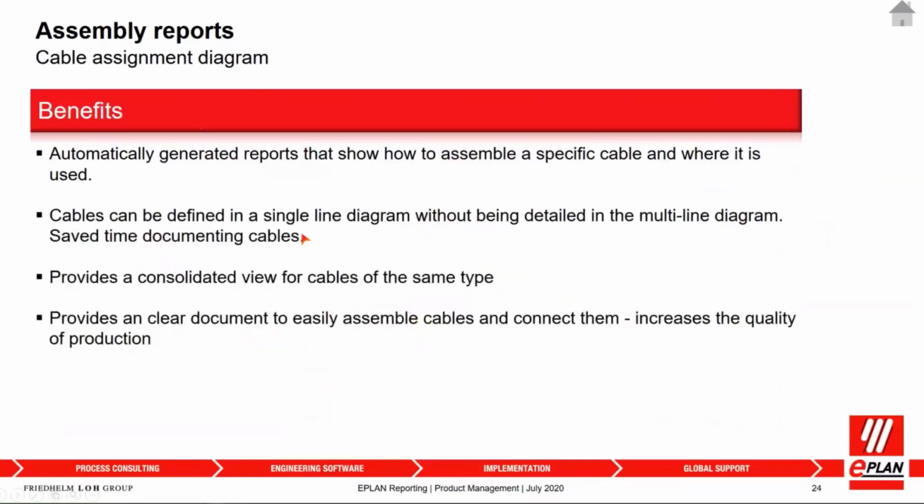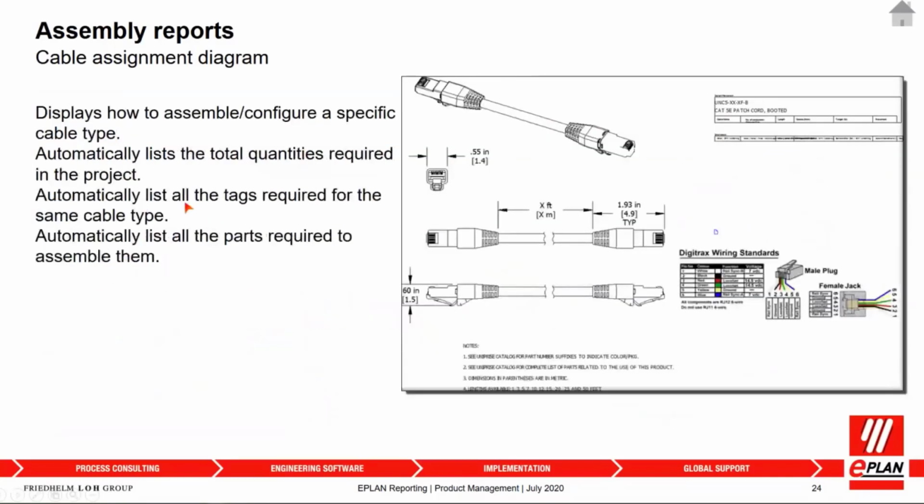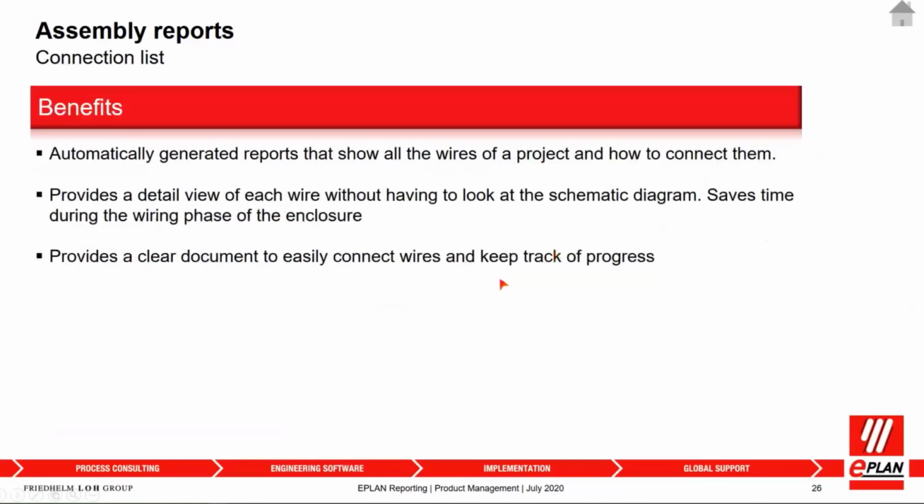Cable assignment diagrams are used to show the exact configuration of a particular cable. Here we have an RJ45, for example, and it shows you how you lay it out and what type of cable it is. It'll show you each individual wire, how they're connected from a graphical perspective. Then it will create a table and tell you how often this cable is used, what the cable name is, where it is connected from, and where it is connected to. So all of this information is auto-generated.